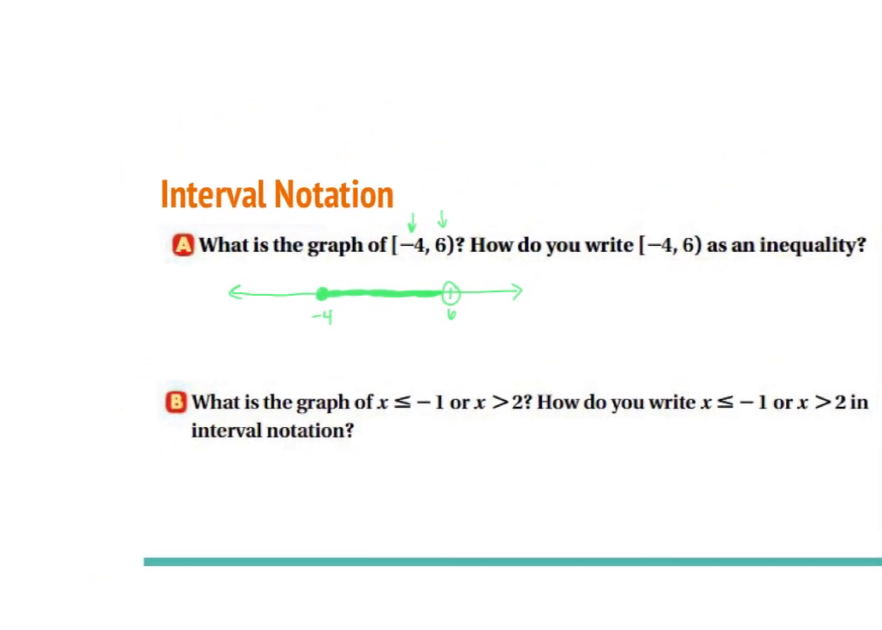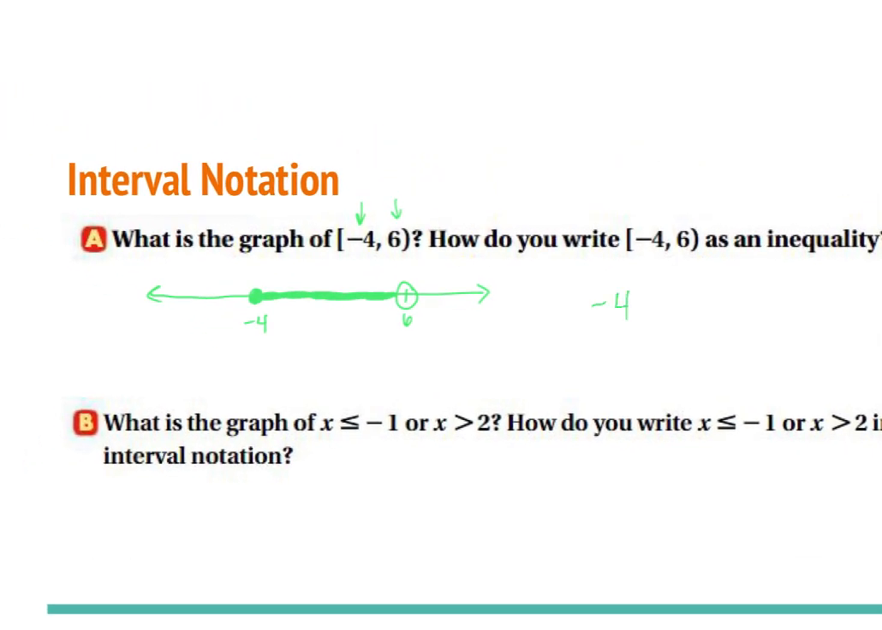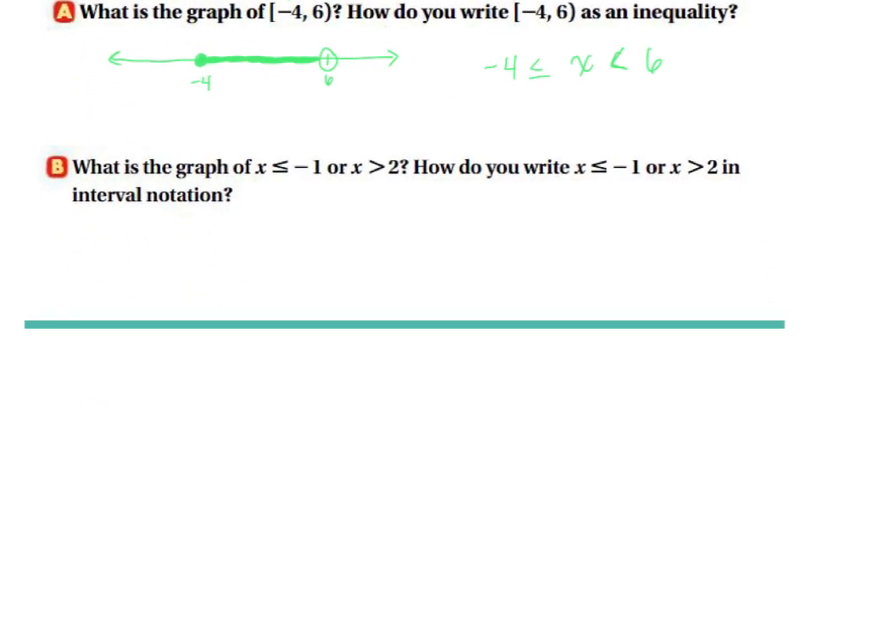All right, now let's write [-4, 6) as an inequality. Well, we have negative 4 less than or equal to, because it includes negative 4. Let's put x, and then less than 6, because it doesn't include 6. Easy enough. Okay, now we're going to do an or one.